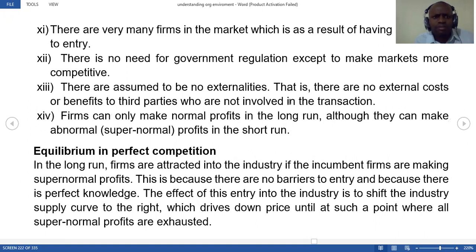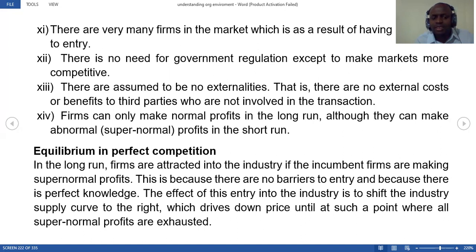Then there are very, very many firms in the market, which is as a result of no barrier to entry. So you can still enter the market anytime you want. Then there is no need for government regulation, because everything is controlled by the various forces of demand and supply. Then we are saying there are assumed to be no externalities. That is, there are no external costs or benefits to third parties, because everybody controls the market, and buyers and suppliers are able to control the cost in the market. Therefore, we do not have extra costs incurred in the market.